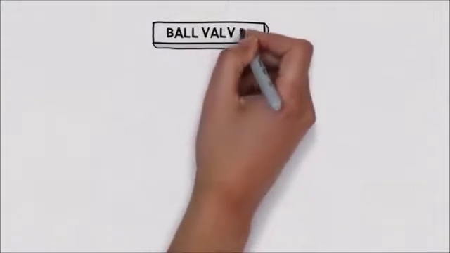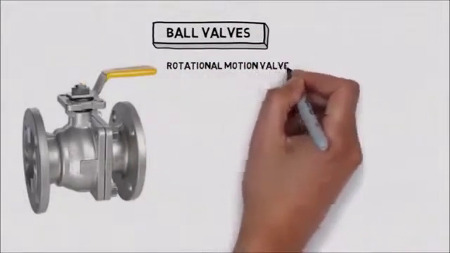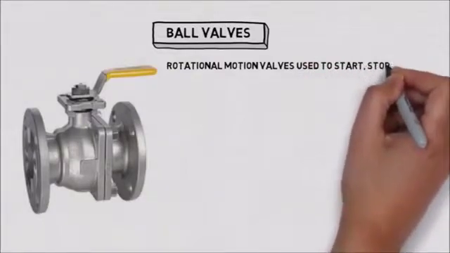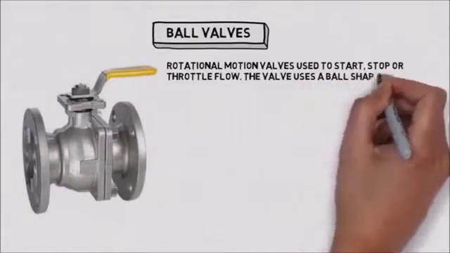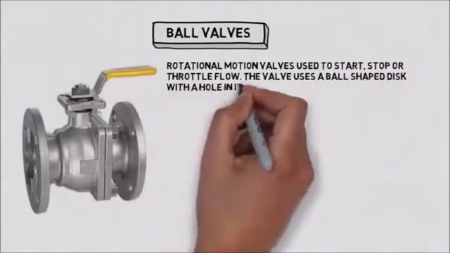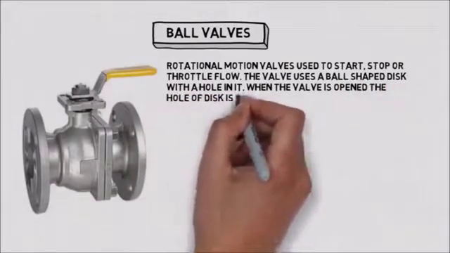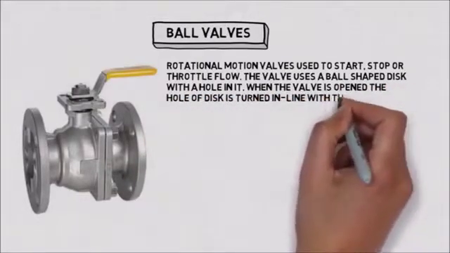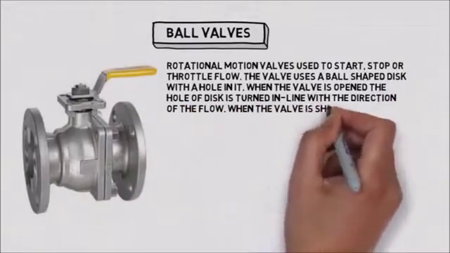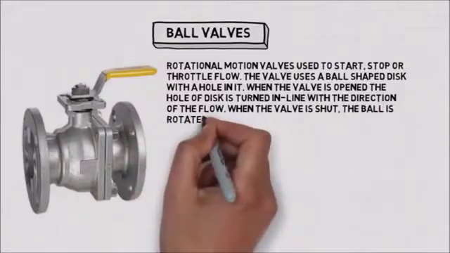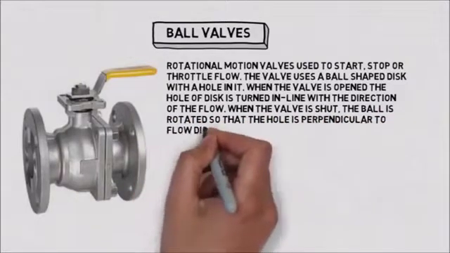Ball valves. Rotational motion valves used to start, stop or throttle flow. The valve uses a ball-shaped disc with a hole in it. When the valve is opened, the hole of the disc is turned in line with the direction of the flow. When the valve is shut, the ball is rotated so that the hole is perpendicular to the flow direction.